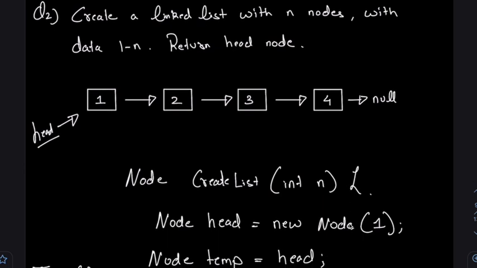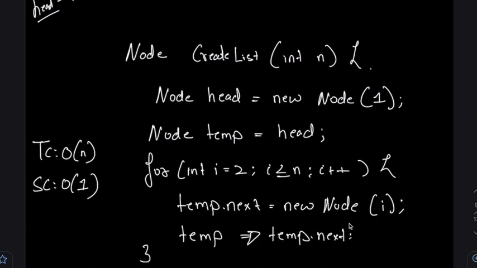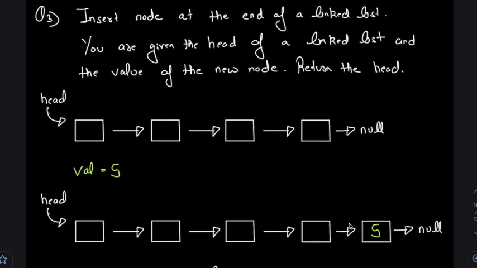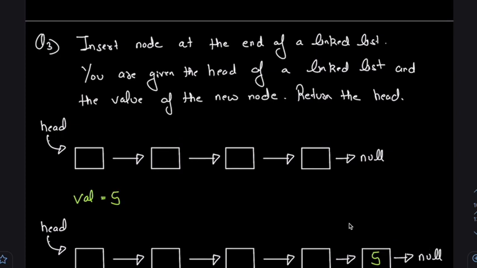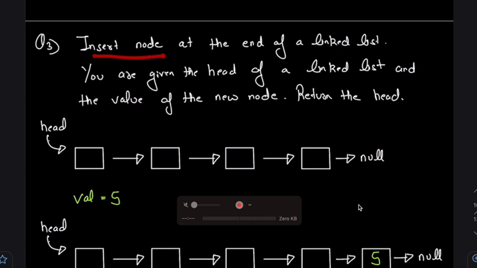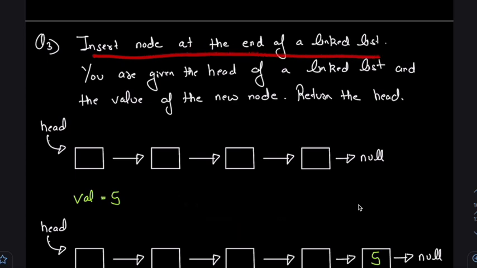Now then we went on to solve a few more questions. Create a linked list with n nodes with data 1 to n. A pretty simple problem. Do go through it, you'll understand it. Then we did this question where we talked about insertion in a linked list. Let's say you want to insert a node at the end of a linked list. How will you do that? You're given the head.